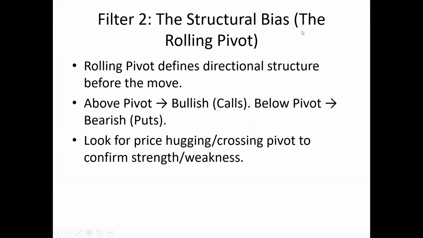So the structural bias, the rolling pivot, defines the directional structure before the move. When the price is above the pivot, it is bullish. Below the pivot, it is bearish. Look for price hugging or crossing the pivot to confirm strength or weakness.